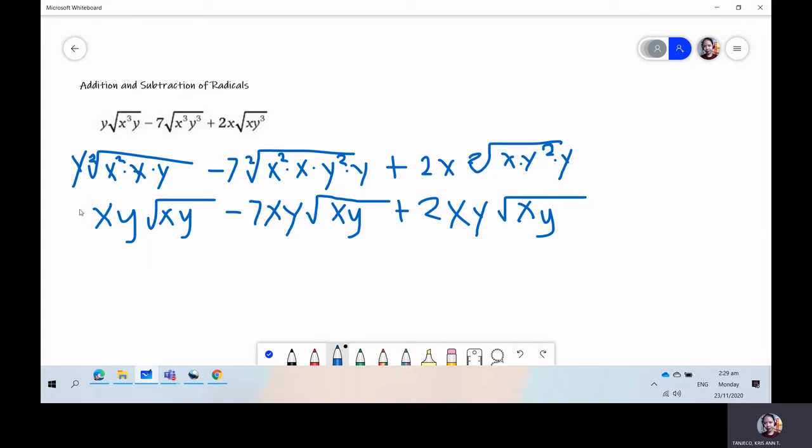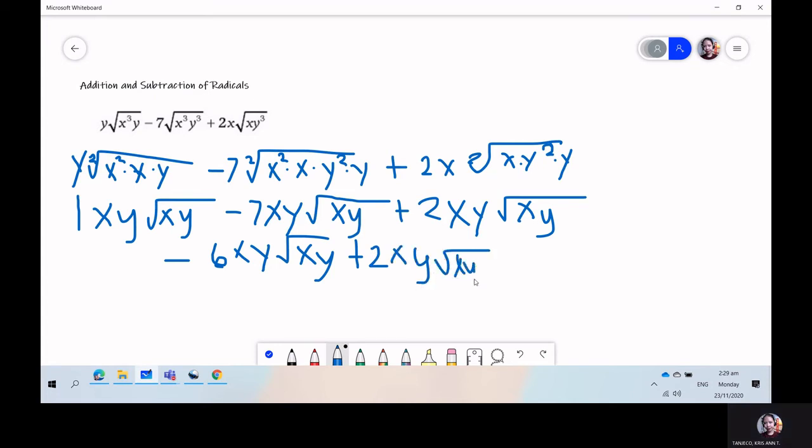Remember, if you cannot see any number with this one, we just need to put 1 here. And then we're going to combine everything. 1xy square root of xy minus 7xy will give us negative 6xy square root of xy, plus the 2xy we have here, 2xy square root of xy. Then we're going to combine negative 6xy square root of xy plus 2xy square root of xy.